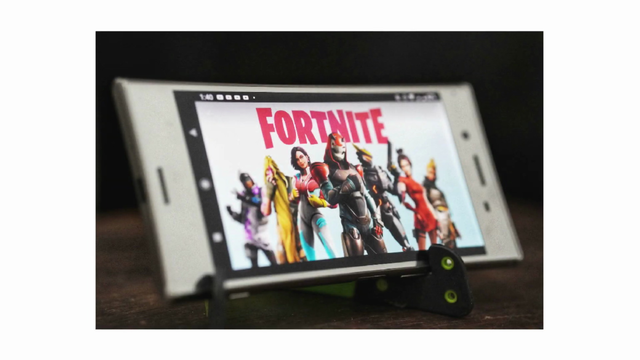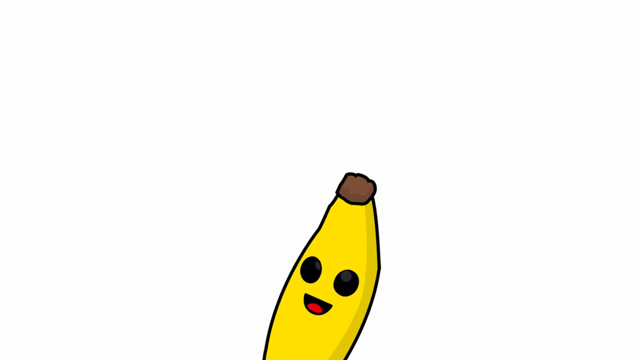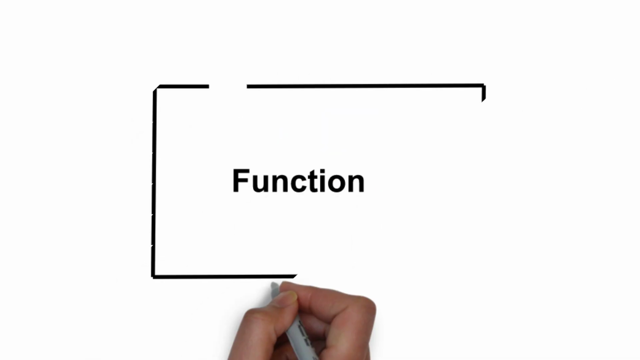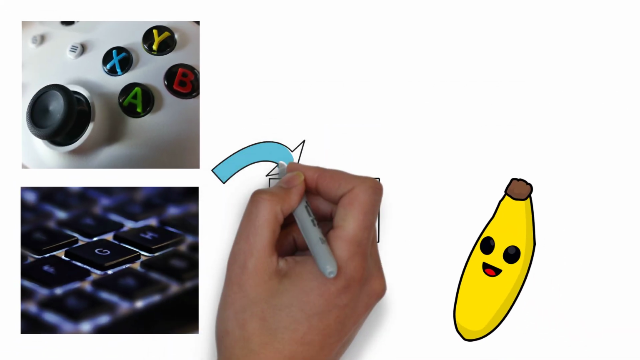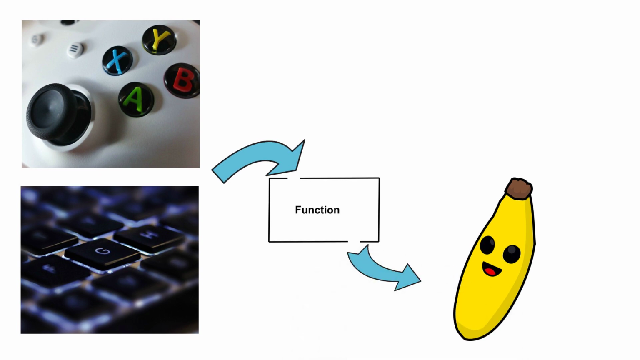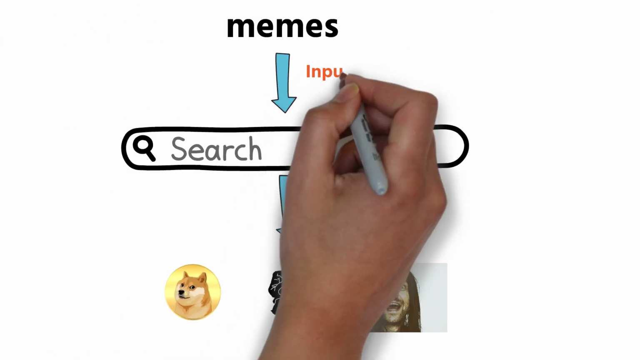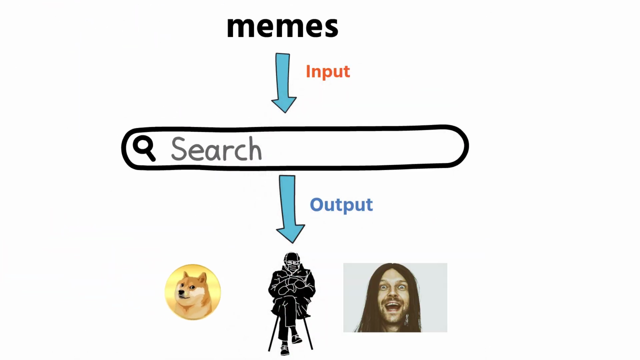Think about a Fortnite game you're playing. There's a button on your controller, or a key on your keyboard that will make your character jump in the game. That process is a function. The input is the press of the button, and the output is your character jumping. The function is translating the press of the button or the key to your character jumping. If you decide to search a meme on Google and hit the search button, it will give you different memes, obviously. The input here is the word meme, and the output is a collection of memes.